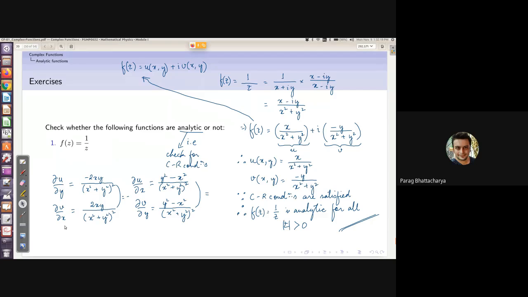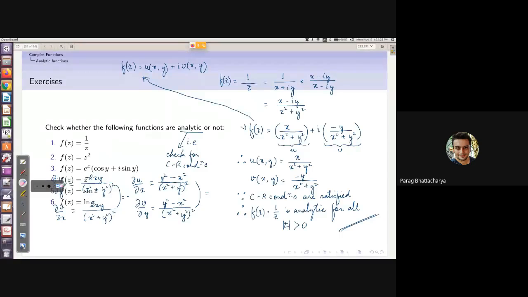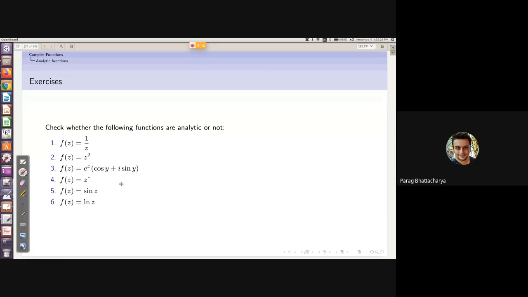Okay. There are some more problems which I'm leaving to you as homework. The rest of the problems. Please do these problems at home. Check the rest of the problems 2, 3, 4, 5, 6, all of them. Just check whether they're analytic or not.